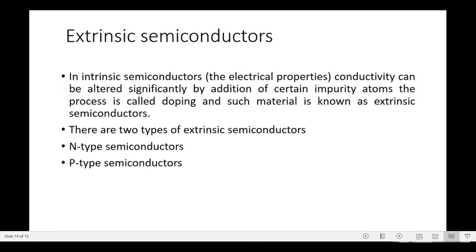Extrinsic semiconductors. In extrinsic semiconductors, the electrical conductivity can be altered significantly by addition of certain impurity atoms. The process is called doping, and such material is known as an extrinsic semiconductor. Here, the number of holes is not equal to the number of electrons. There are two types of extrinsic semiconductors: N-type semiconductors and P-type semiconductors.